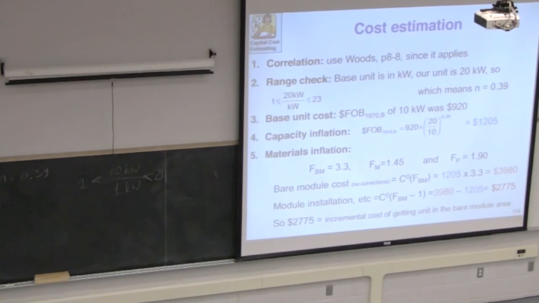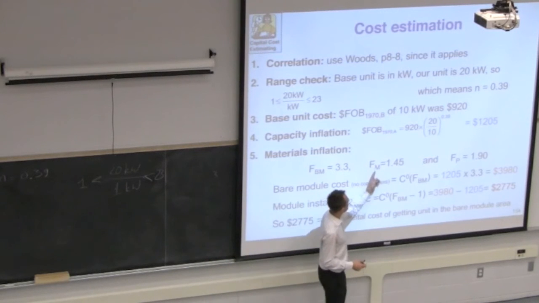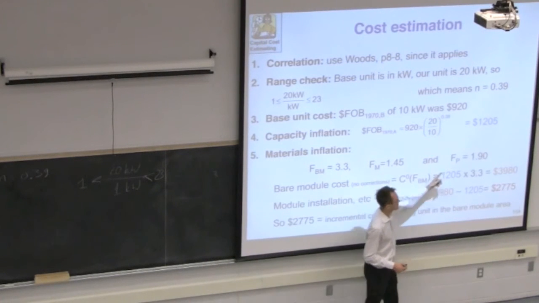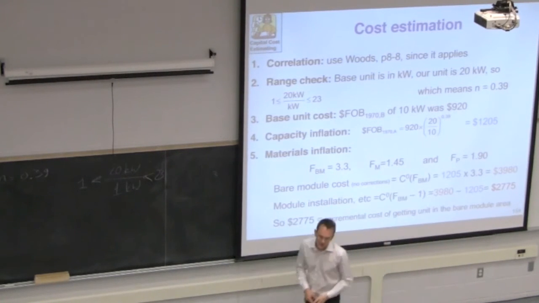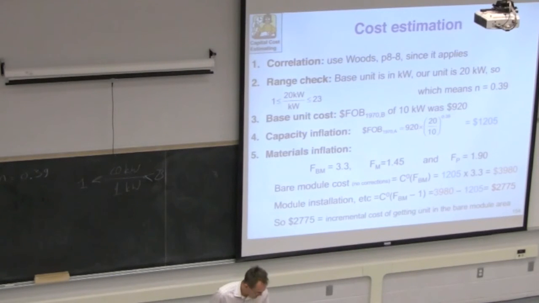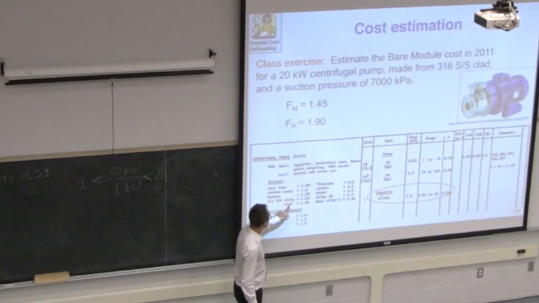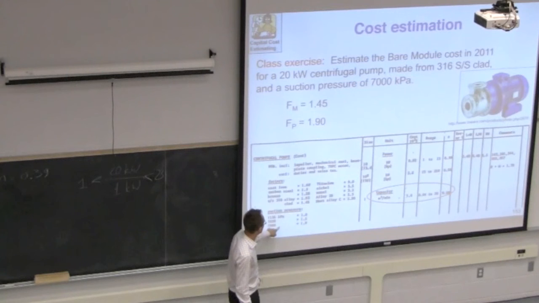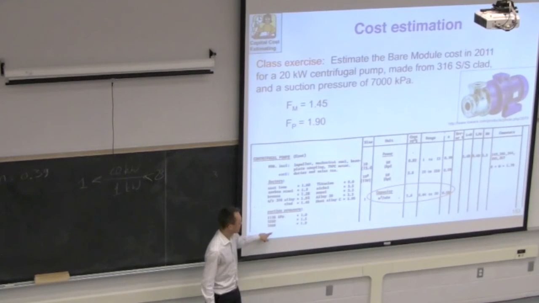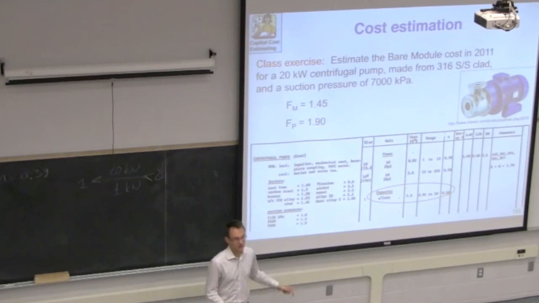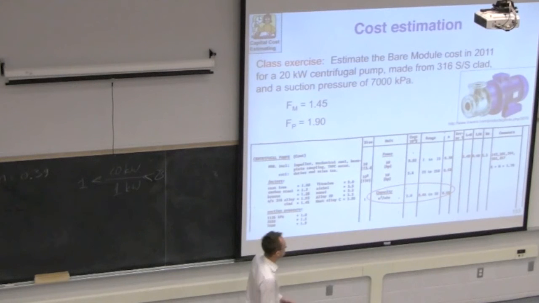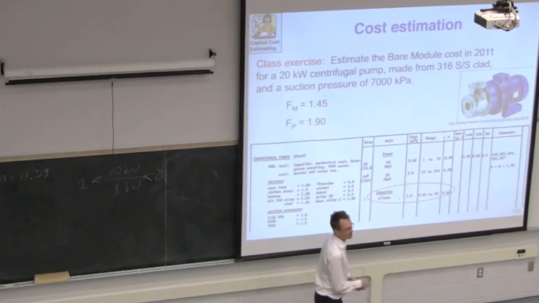We're now going to inflate that cost for materials using the materials factor of 1.45 and the pressure factor of 1.9. Let's just see where those come from. The materials factor is 1.45 because we're using a stainless steel clad pump. And our pressure factor is 1.9 because we're operating at that high suction pressure. So that's where those two numbers come from. The 3.3 is the usual bare module factor out there.